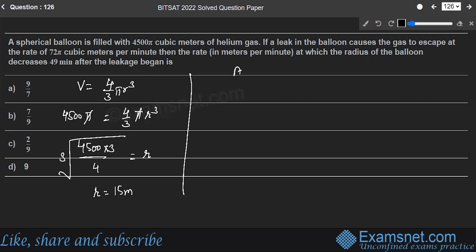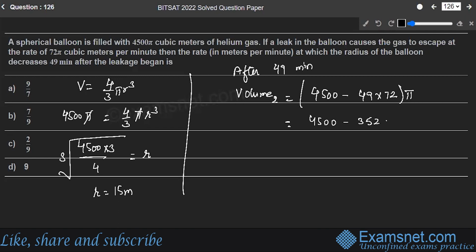Now, after 49 minutes, what will be the volume? Let's say volume 2 is equal to 4,500 initial minus 49 into 72 pi cubic meters. This is equal to 4,500 minus 3,528 pi, or this is equal to 972 pi. Now see, the volume is equal to 4 by 3 pi R2 cube, and the pi and pi will cancel.